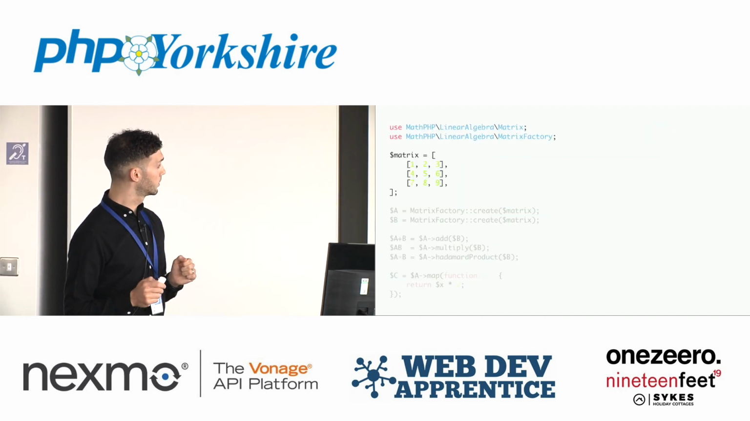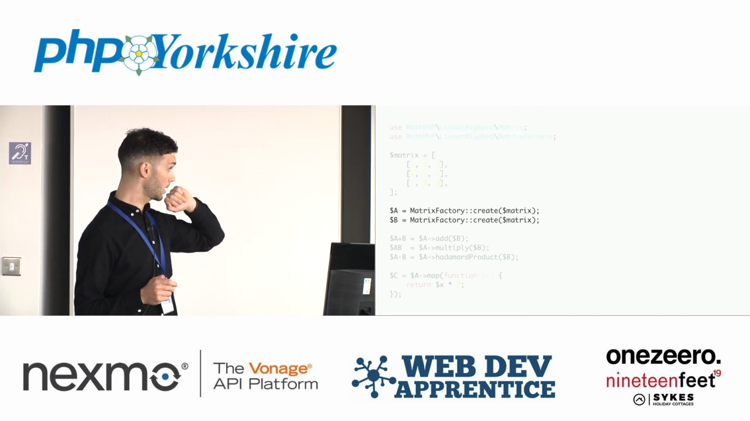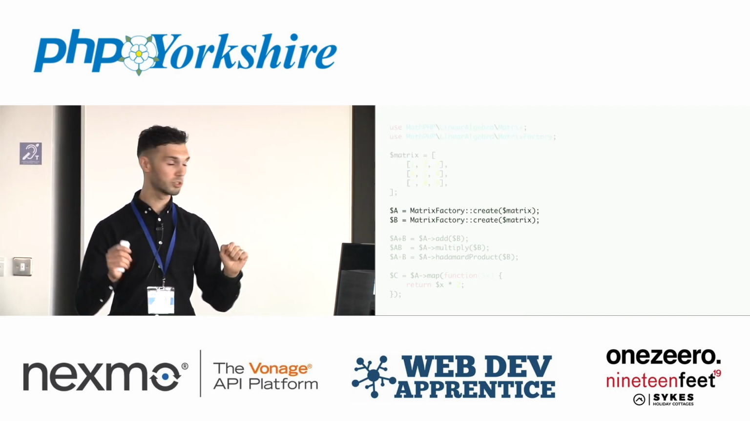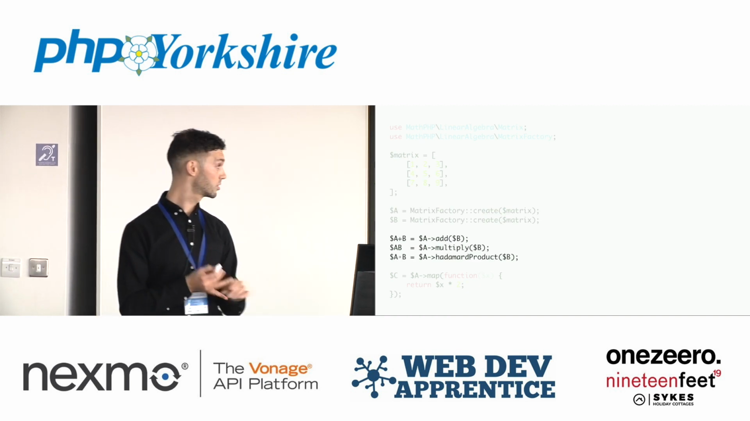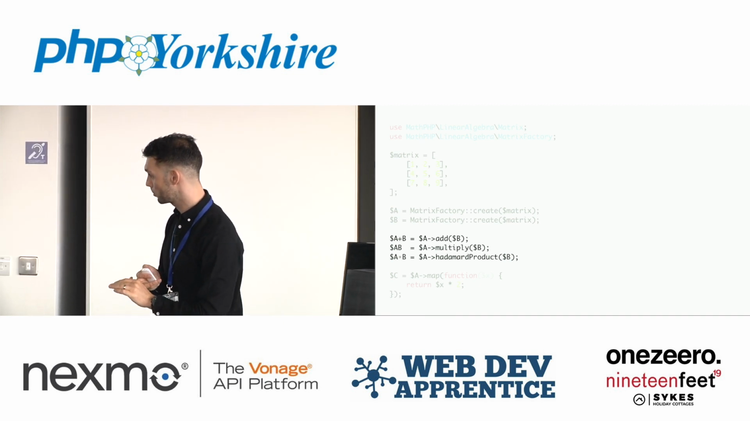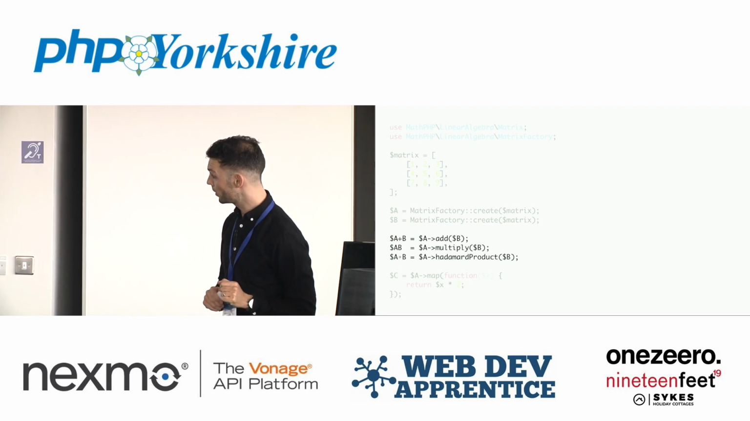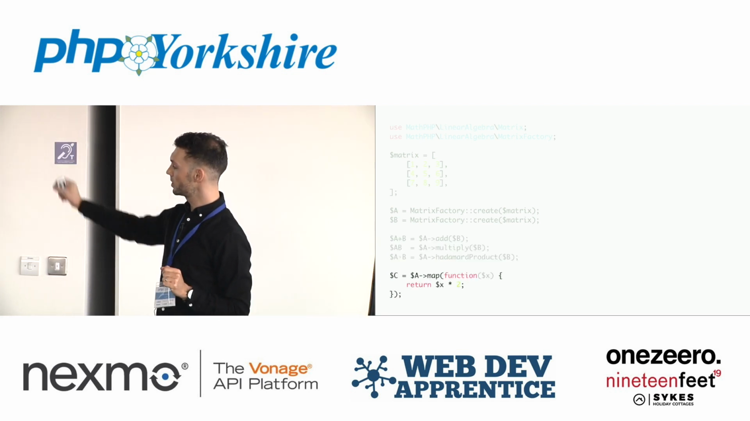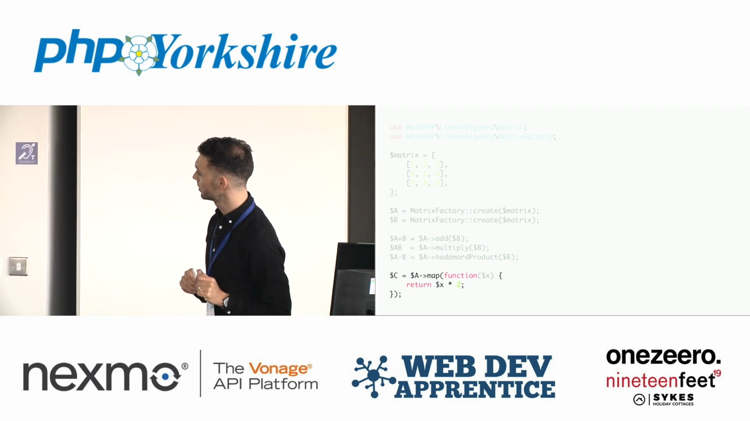And using this library, I just define my array, which I then pass to my matrix factory, so I get the matrix back. And then once I have a matrix, I can add matrices, I can multiply them, and I can do this operation called Hadamard product, which is an element-wise multiplication. And finally, I can go to each element in a matrix, and I can apply a function to my liking.